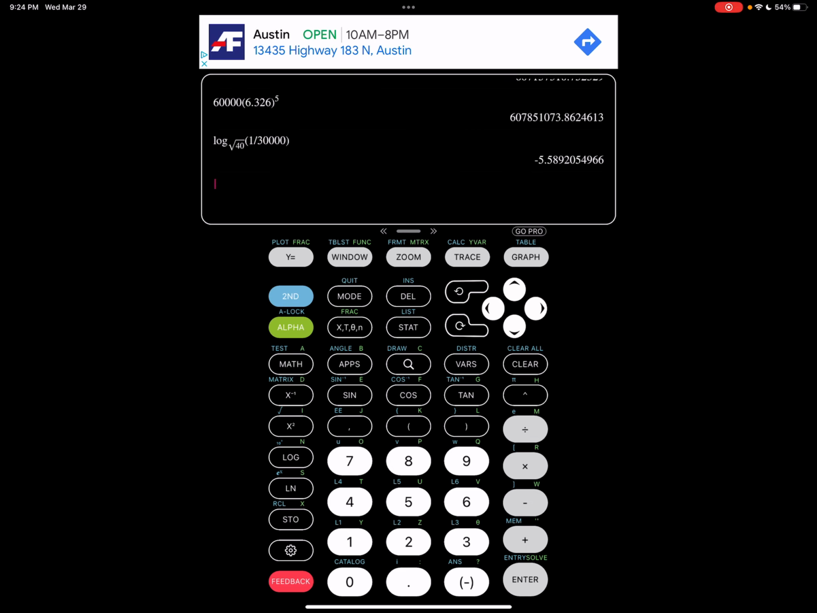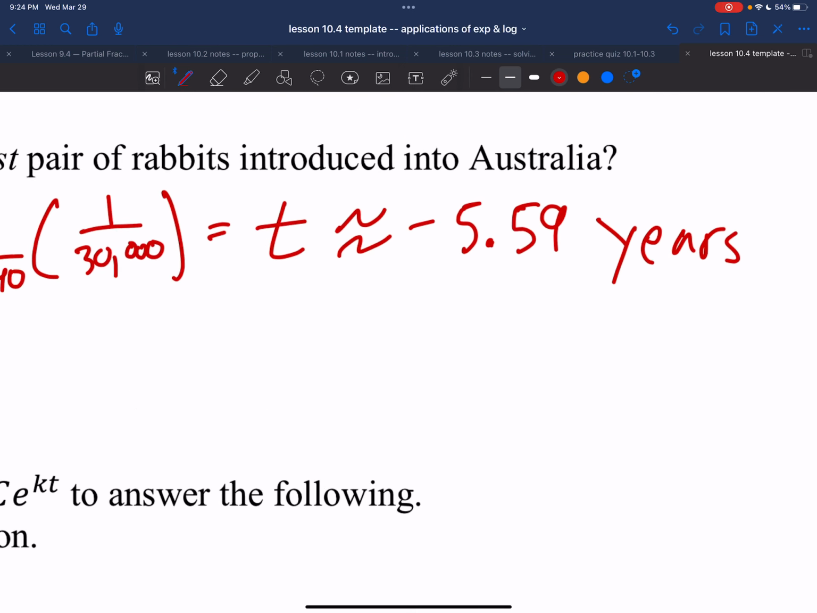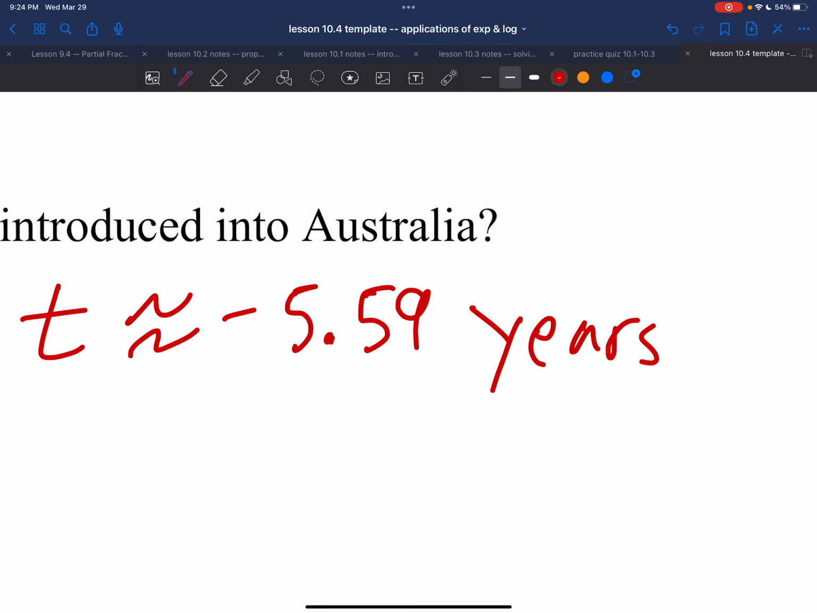Negative 5.589. Let's say negative 5.59. That's roughly negative 5.59 years. You say, well, net time can't be negative, Mr. Spake. I say, well, it can if you're on a timeline, right?